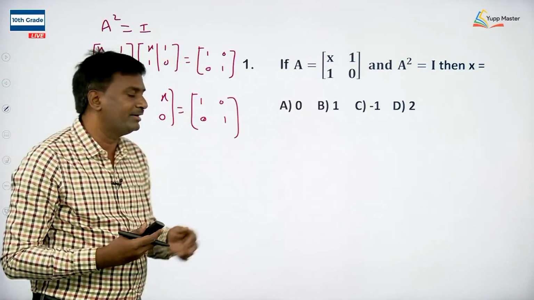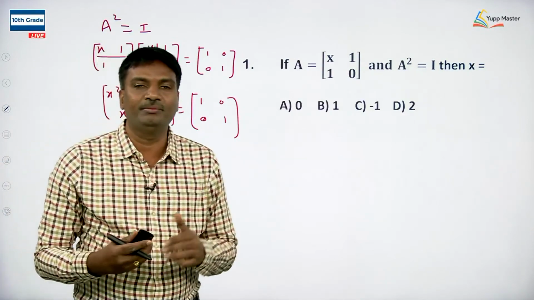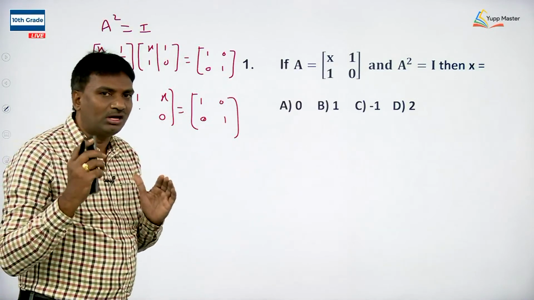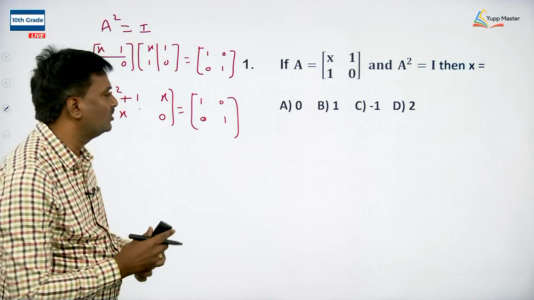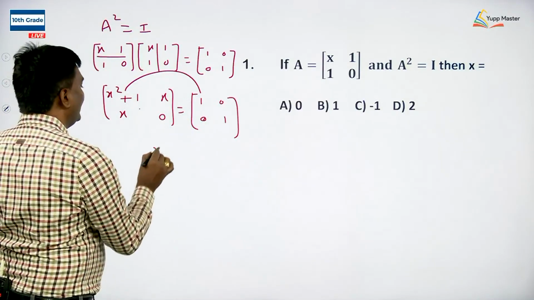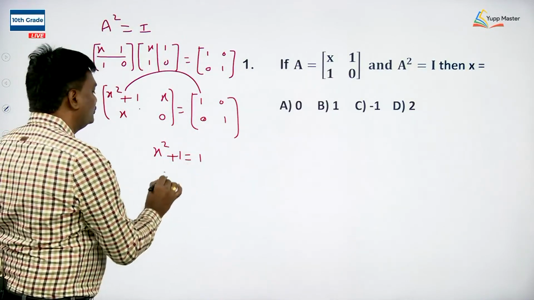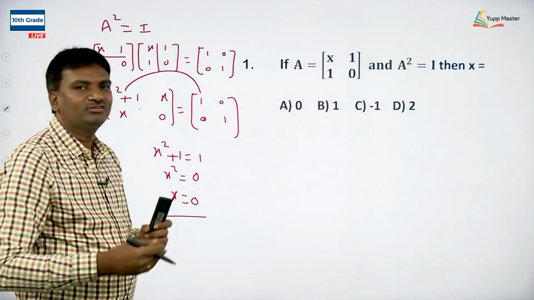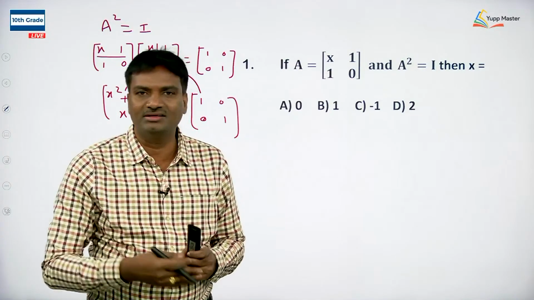So here if we compare on both sides, LHS is a 2 cross 2 matrix, RHS is also a 2 cross 2 matrix, and we have the symbol equal to between these two matrices. So clearly, according to the definition of equality of matrices, we can compare the corresponding elements on both sides. If we compare these two elements you will get x squared plus 1 equal to 1. If we take 1 to that side, x squared equals 1 minus 1, 0. By taking square root on both sides you will get x equal to 0.